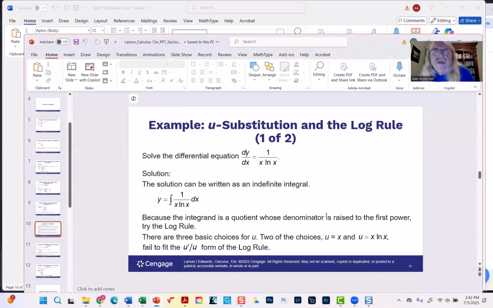And let's see. Now the next one. Ooh. Now this one's a little trickier. Let's see what they want us to do.